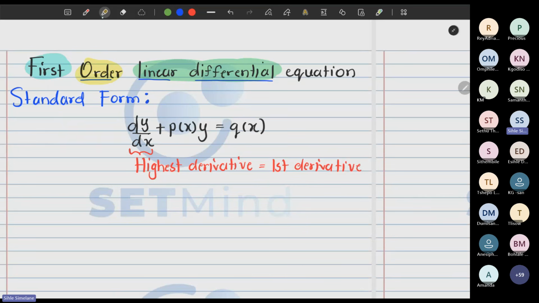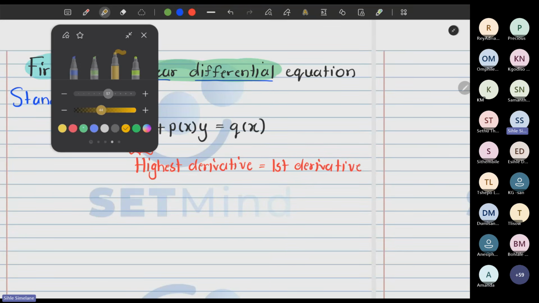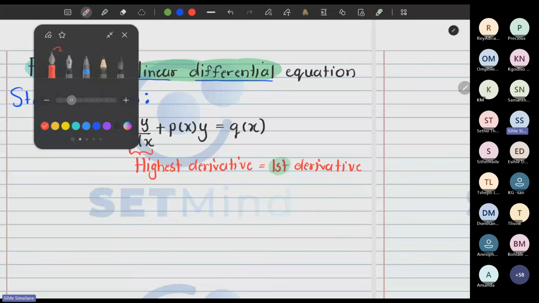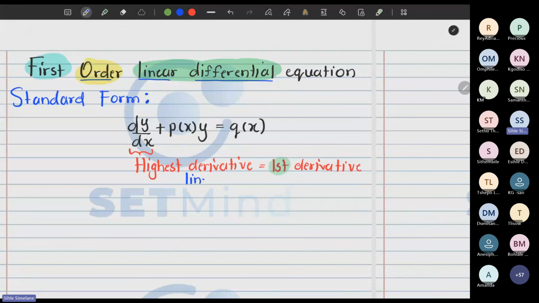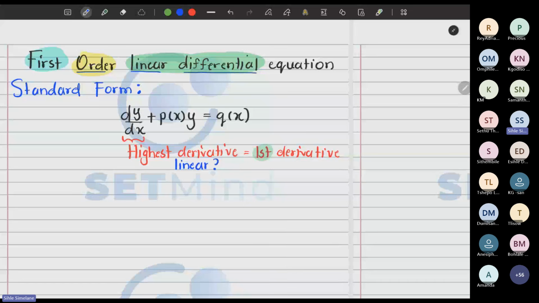So that is why this is called the first order differential equation: first, because the highest derivative is the first derivative. Why is it linear? We'll explore that later, where the linear part comes in. But this is the standard form of a linear differential equation. If there's any first order differential equation that we can write in this form, then we can say it is linear.